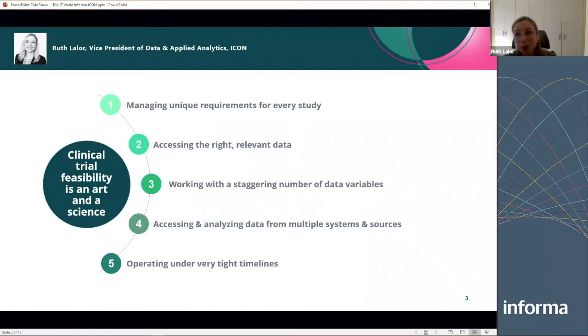These are highly skilled people, and we need to do what we can to enable the use of data to make their lives easier and to make it smoother to run study feasibility. Next slide, please, Doro.